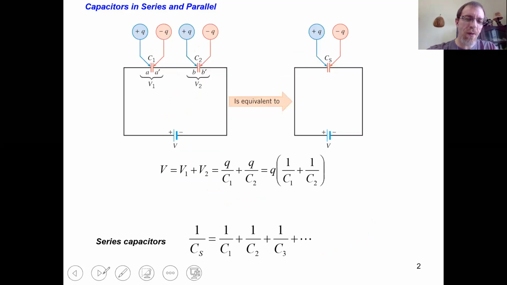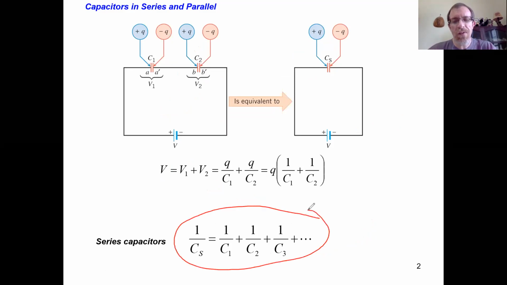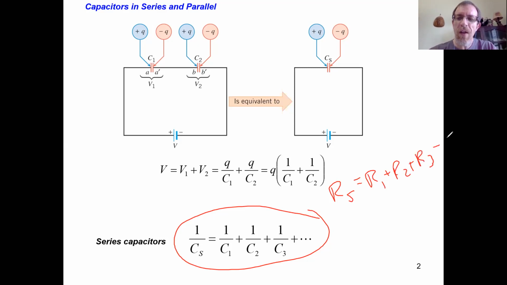All right, so that was capacitors in parallel. It should come as no surprise to you then that if we look at capacitors in series, what happens? Well, we get that 1 over capacitance relationship. We remember that if we had resistors in series, what would it be? Resistors in series is equal to R1 plus R2 plus R3, so on and so forth. Again, the way we treat these is exactly opposite.